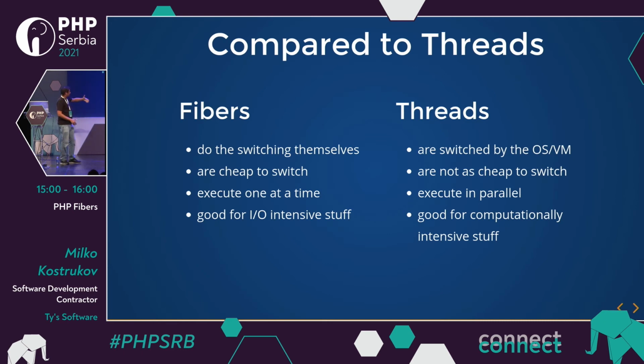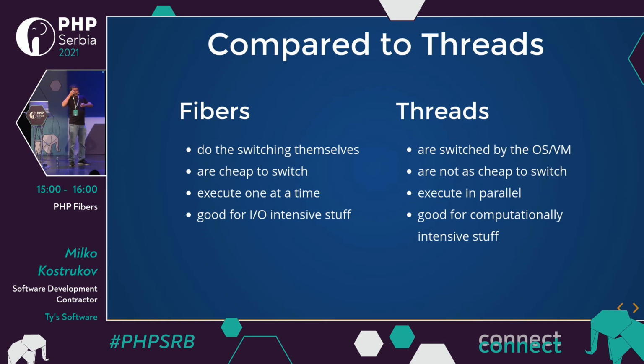Threads, on the other hand, are switched by the operating system or the virtual machine that you're using. So you have no control whatsoever over when your threads get switched. They're not as cheap to switch as a fiber because it's the system that needs to do it. It needs to go through hardware interruptions. There's a bunch of other stuff going on. I'm not a super expert, but the cool part about threads is that they can actually execute in parallel.